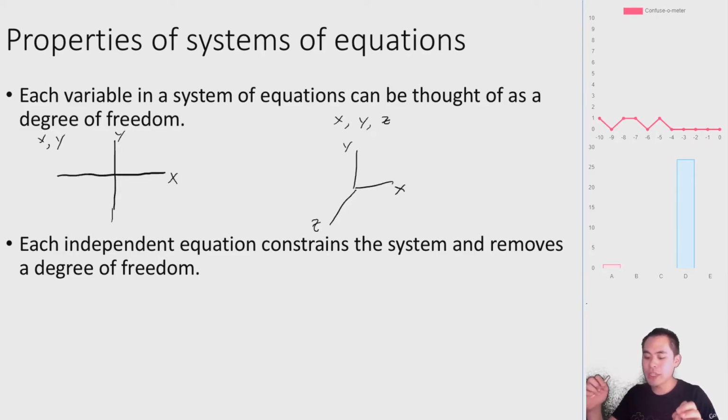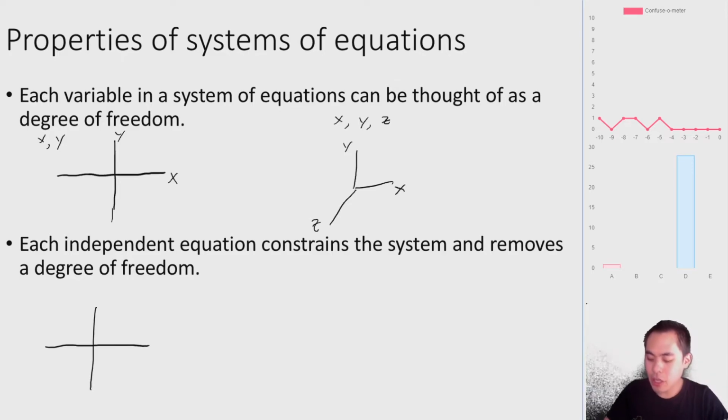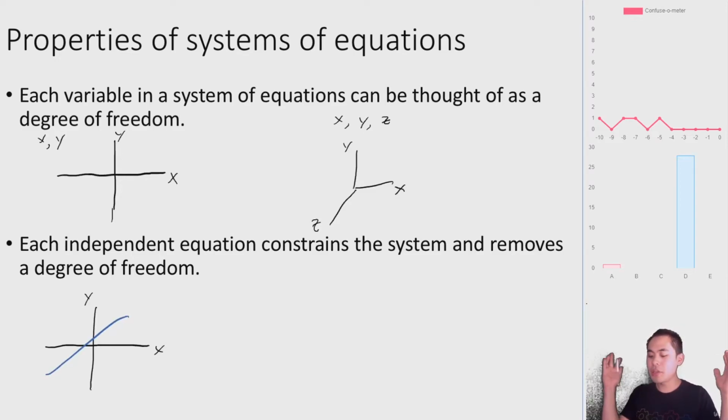And each independent equation constrains the system and removes a degree of freedom. If you think about it, you have a two-dimensional degree of freedom when you have x, y. But now, if you say that all the solutions lie on some line, then all of a sudden you've decreased it down to 1 dimension. It's a one-dimensional line. And if you do this again, you've reduced the degrees of freedom again, and then you have a zero-dimensional solution, which is just 1 point. So each independent equation constrains the system and removes a degree of freedom.